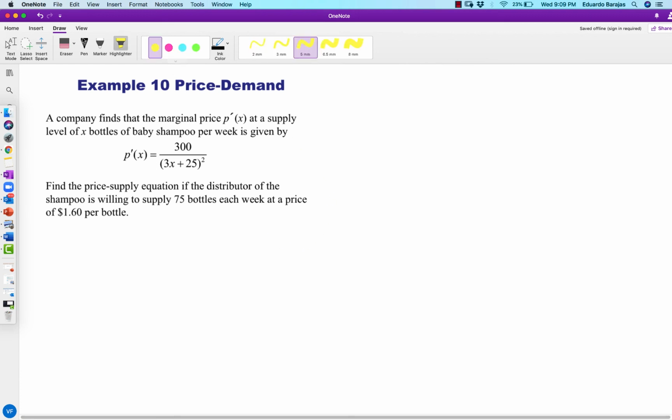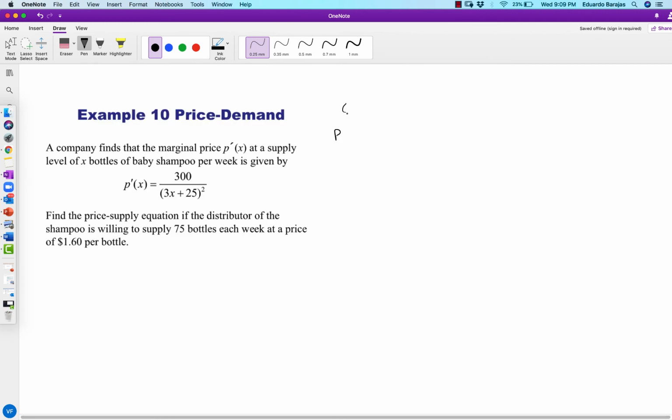So I'll start over here. P of x is equal to the integral of P prime of x dx, which means that this is equal to the integral of this equation right here, 300 divided by (3x plus 25) squared dx. So let's use a substitution.